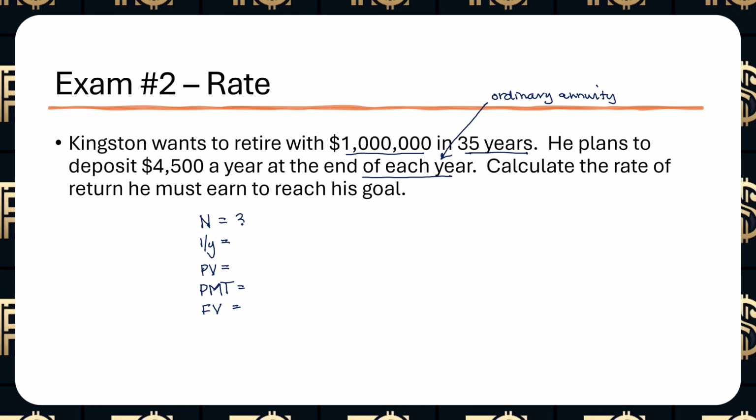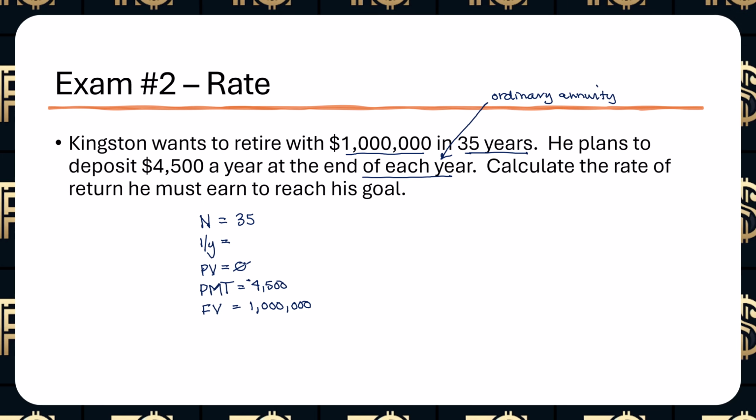We know that he has 35 years until retirement, and at the end of each year for the next 35 years, he's going to deposit $4,500. We'll put a negative sign in front of that value. He wants to retire with $1 million, exactly 35 years from now.